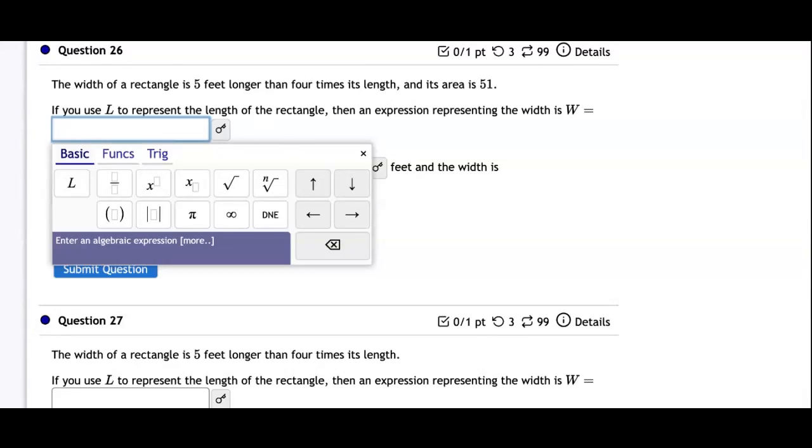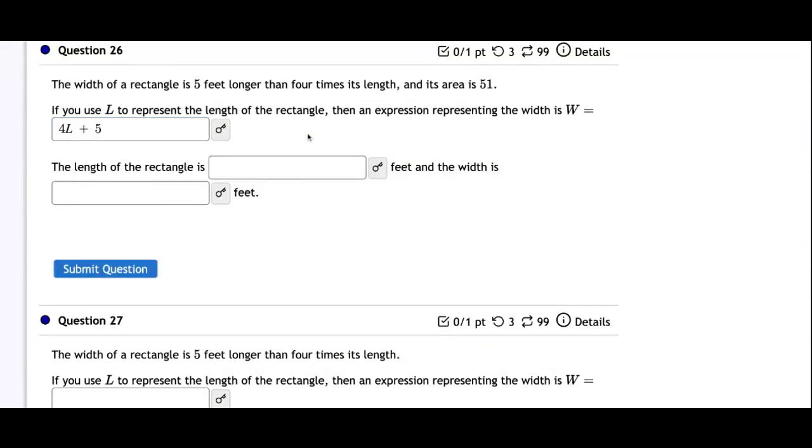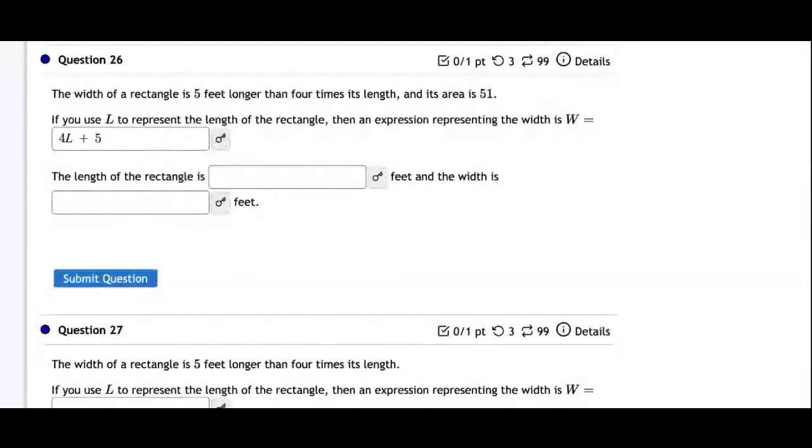The width of a rectangle is 5 longer than 4 times the length, 4 times the length plus 5. Right, that's the width. Then the area is 51, so we multiply those two. I'm going to write in the chat. So the area is 51, which equals the length times width. Width is 4L plus 5. Right?